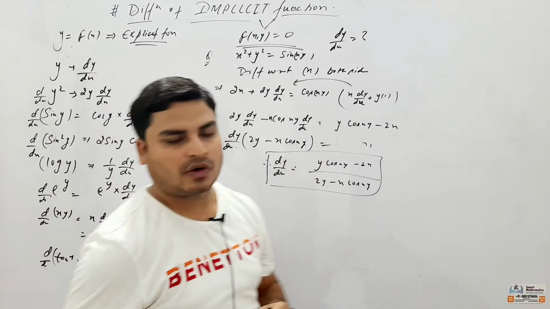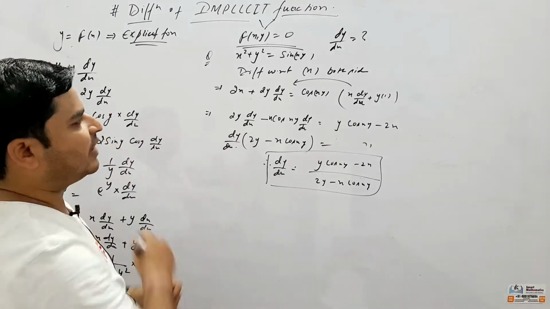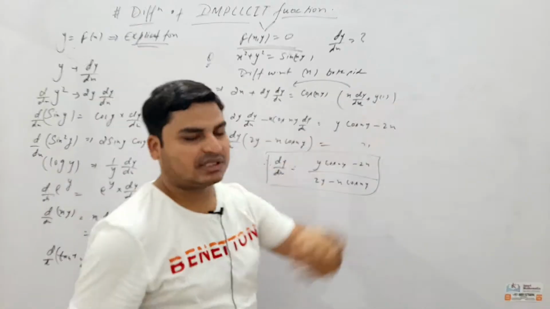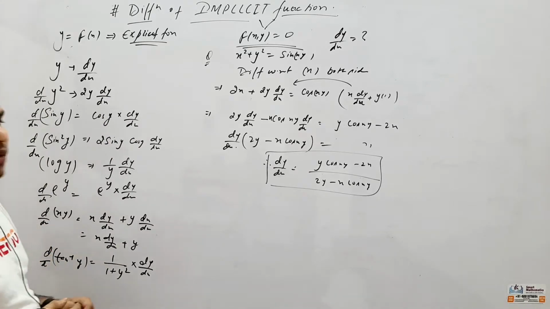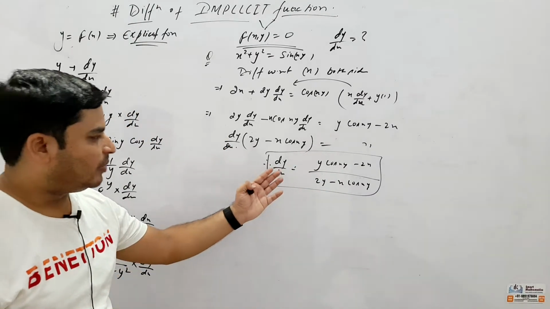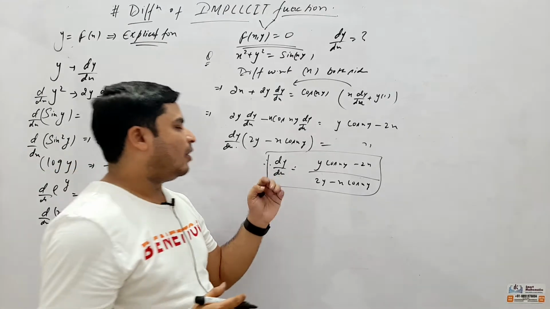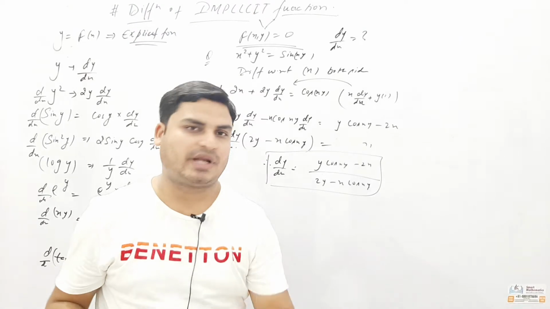So what is the fundamental of solving the differentiation of an implicit function? Firstly, recognize or identify your function. You will differentiate the function with respect to x, both sides. You have to apply the basic rules or formulas while solving the differentiation, and at the end you have to equate or isolate your dy by dx to get its value, which is your final solution.